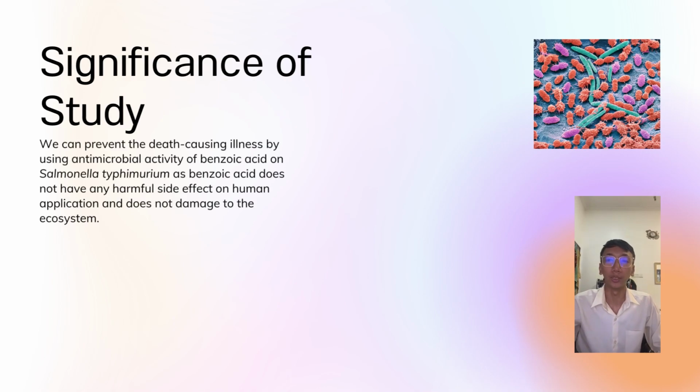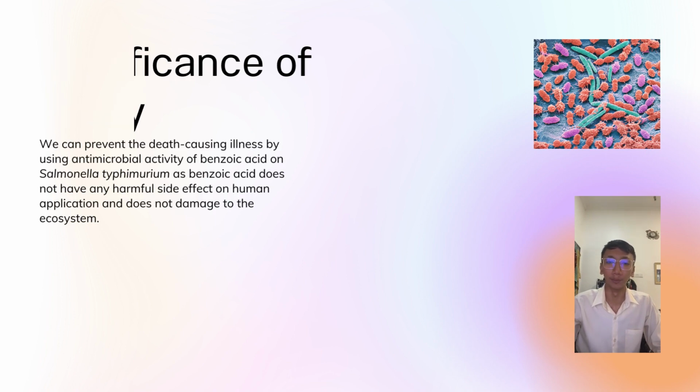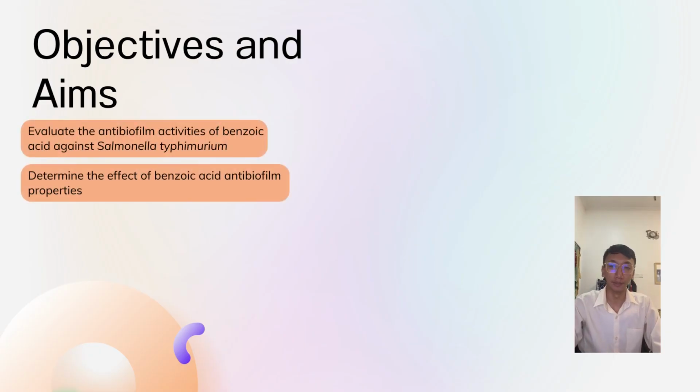In this study, we can prevent the death-causing illness by using antimicrobial activity of benzoic acid on Salmonella typhimurium, as benzoic acid does not have any harmful side effect on human application and does not damage the ecosystem if exposed to the environment. The objective of this study is to evaluate the antibiofilm activity of benzoic acid against Salmonella typhimurium and determine the effect of benzoic acid antibiofilm properties.